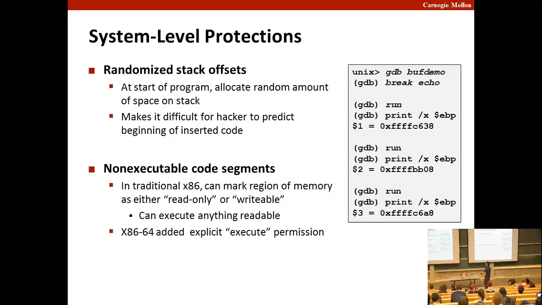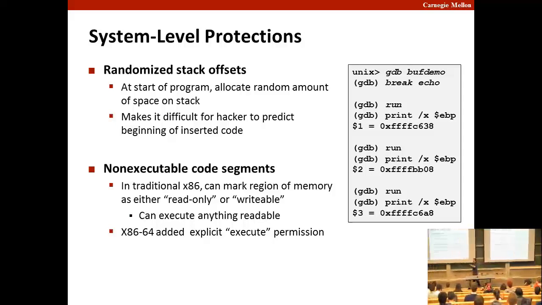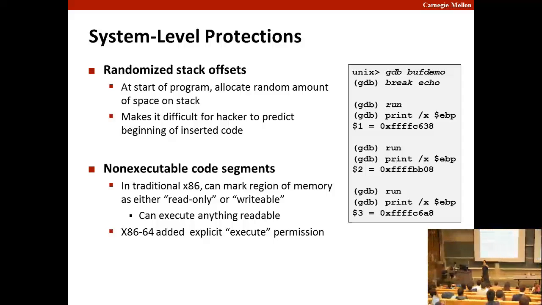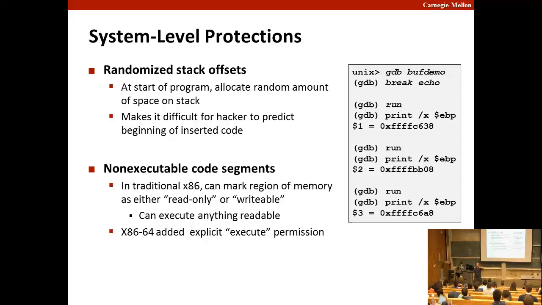There are some system level protections. So, to the point of trying to figure out how things are going, one thing they can do at the system level is randomize them. Start the stack at different offsets every time the program is run. Then you're going to have a hard time figuring out what the return address is, right?